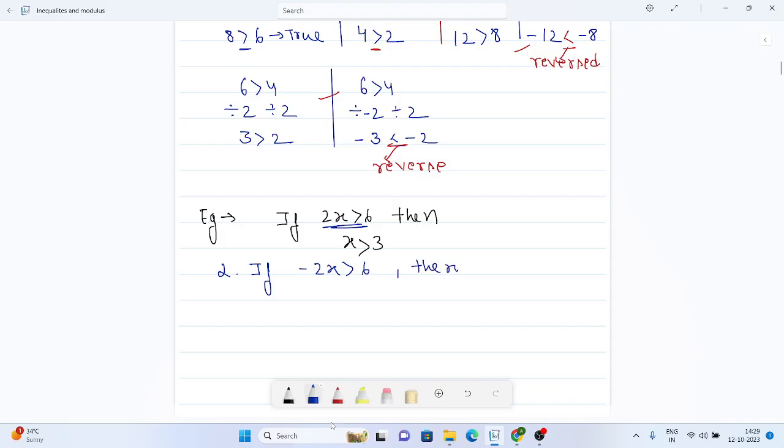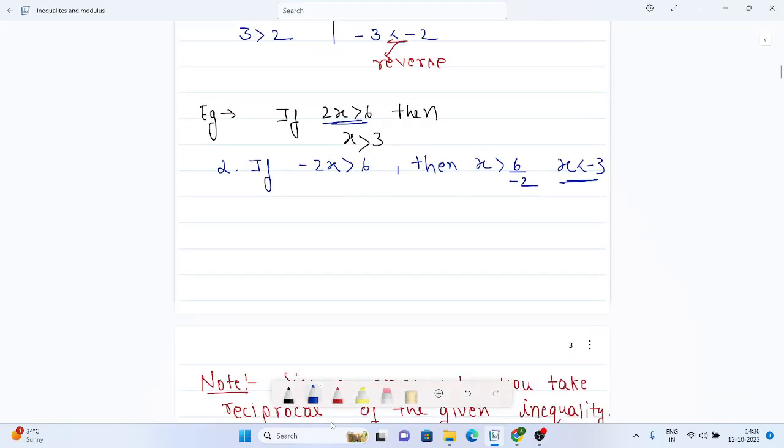If minus 2x is greater than 6, then what is x? Then I say x is greater than 6 by minus 2, and x is less than minus 3. Here students make the mistake. What they do, they didn't reverse the sign. But if you divide by a negative constant, the sign of inequality gets reversed.